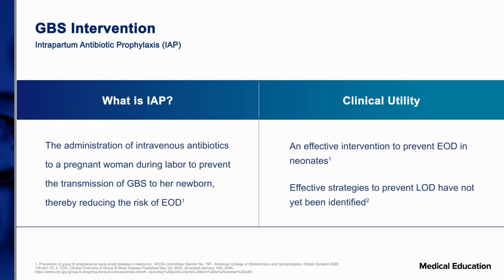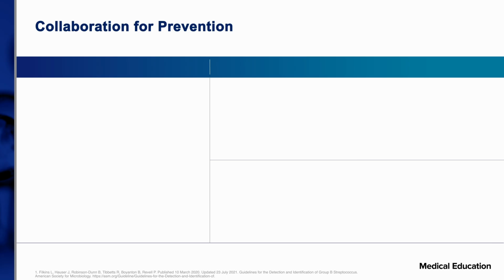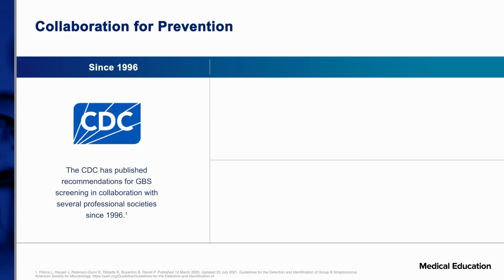And if the mother's colonized, we could move to avoid early onset disease in the first place. Now I'd like to delve into the different guidelines that have been developed to prevent and manage group B strep disease. First and foremost, this has been a collaboration amongst the CDC and several different societies, dating back to 1996 with the CDC publishing the first recommended group B strep screening in collaboration with several different professional societies.